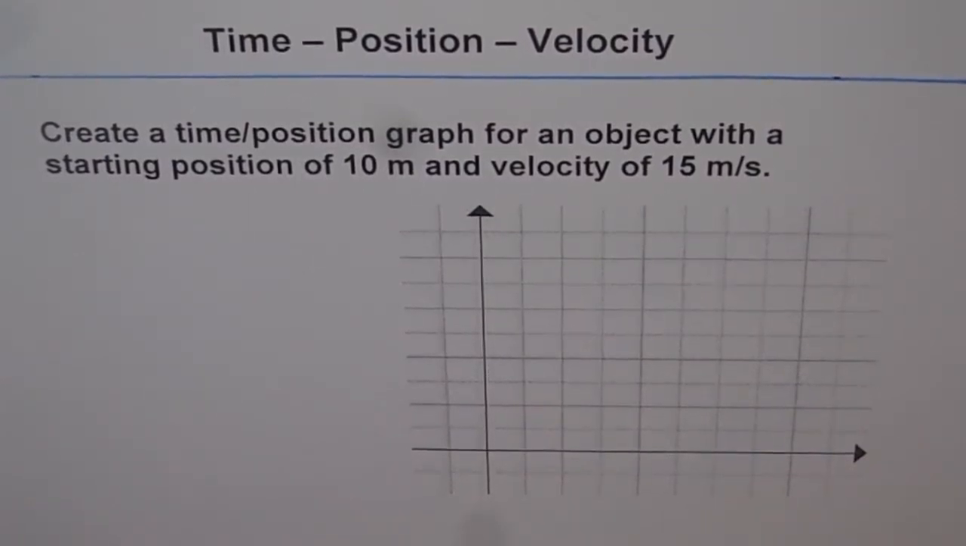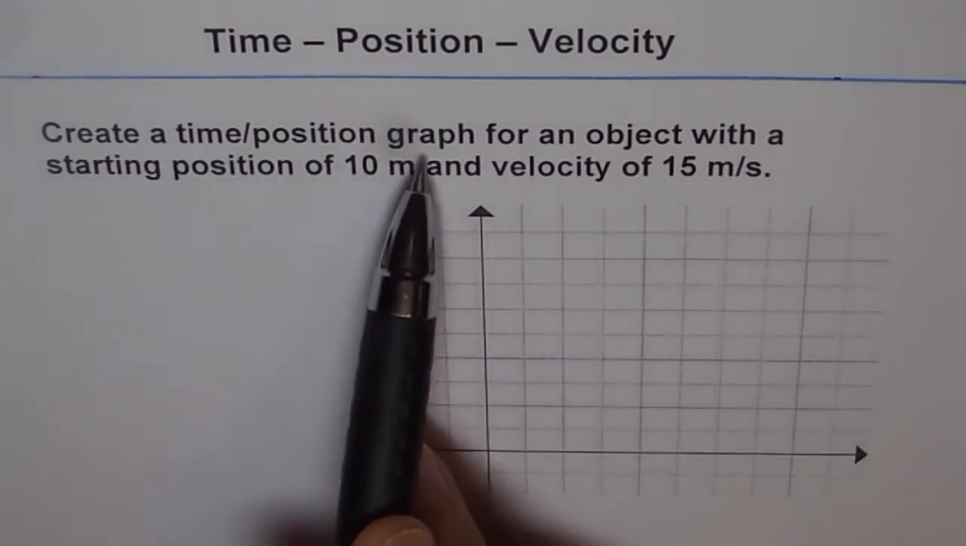Time, position, velocity. Till now, a graph was given to us, and from there we were trying to write a story. We were reading parameters like distance and time, and calculating speed or velocity. Now we have a twist on this. We will create a graph given position and velocity. That would be interesting. Let's look into this one. It's a very simple, basic example, but gives you a good foundation to start with.